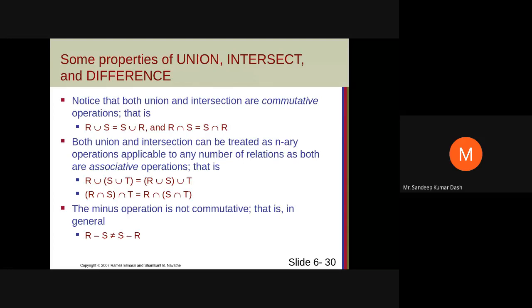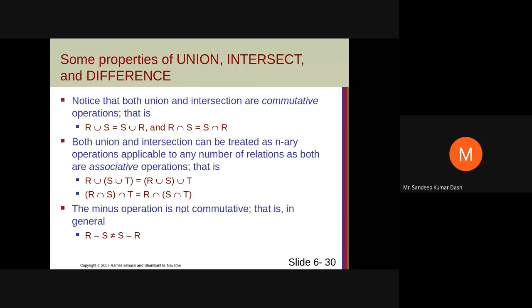Coming to the properties of these operations, union and intersection are commutative. They are also associative. That means R union S will give the same result as S union R, and R intersection S will give the same result as S intersection R. Associative means this will be the same as this one.